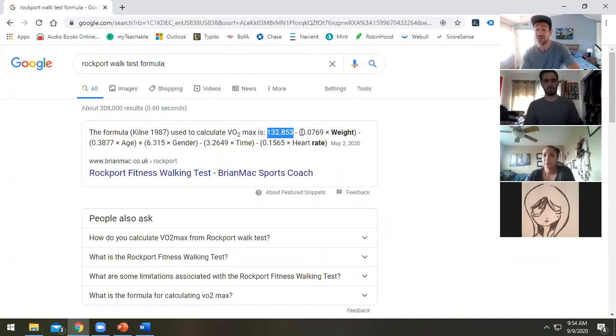132.853 minus 0.0769 times your weight, minus 0.3877 times your age, plus 6.13 times your gender, which is kind of weird. It's 0 for women or 1 if you're a male. So basically you don't have to do this if you're female. Minus 3.3 times your time.